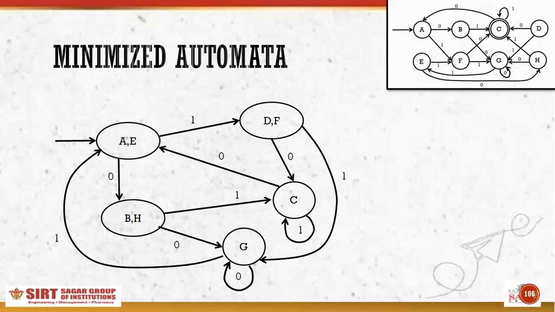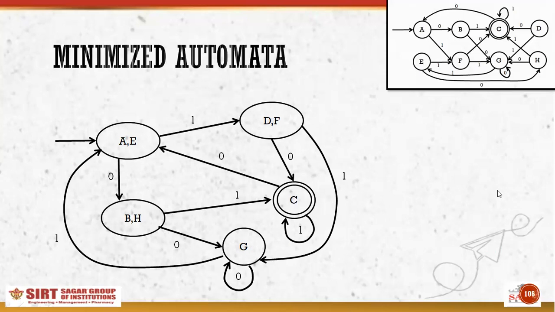And the final state will be as it was in the earlier machine. So C is the final state here also. So I'll make C the final state. So this is the minimized automaton with 5 states. In the question, there were 8 states. Now I have minimized it to 5 states.